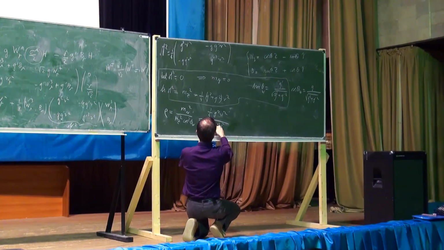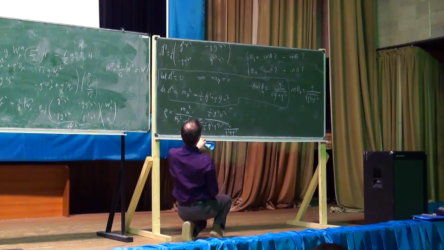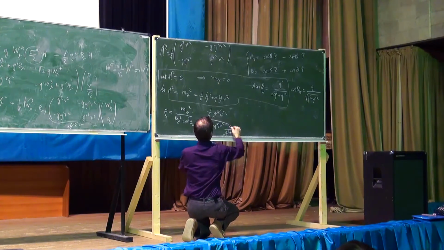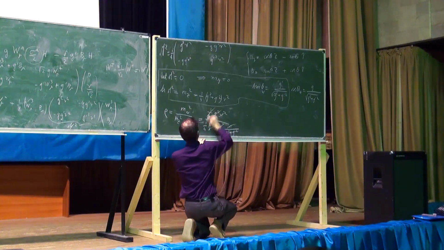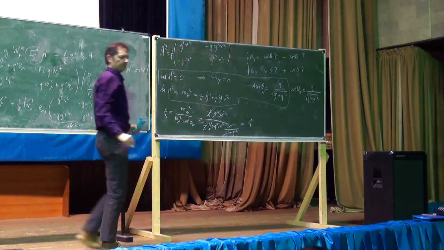So 1/4 (g squared plus g prime squared), and then cosine squared, which is g squared divided by g squared plus g prime squared. Okay, so now we can simplify everything: g squared, v squared, the 1/4 and 1/4 cancel. And this is equal to 1.